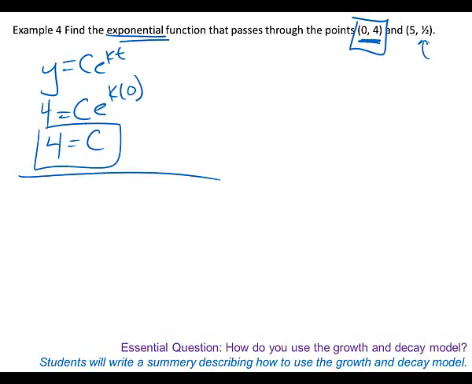All right, now I'm plugging in this information here. So what's going to go in for the y this time? 1/2 equals, what's the c value we calculated? 4e to the k times t. What's my t value this time? 5. All right. What are we going to do to move this 4? Divide by 4, okay, or multiply by 1/4. So it's 1/4 times 1/2. 1/8 e to the 5k.